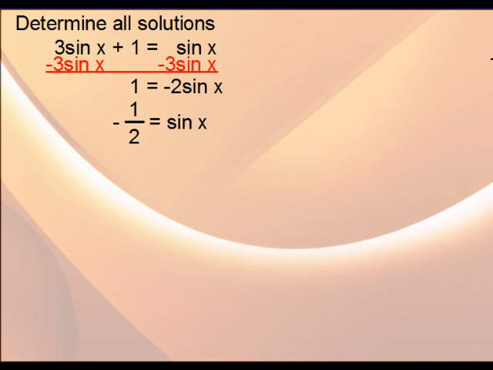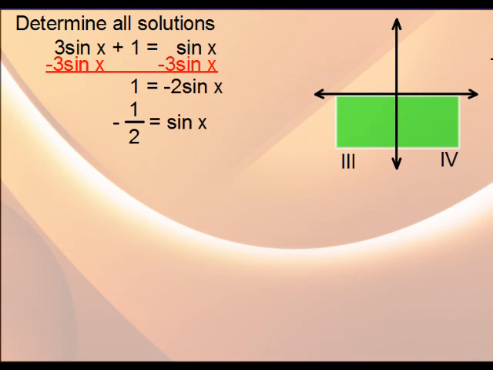Now let's draw a picture for that. Recall where the sine is negative. The sine is negative in quadrant 3 and in quadrant 4. So our answers are simply going to be in those particular quadrants. Let's draw the angle out. With respect to the reference angle right here, the opposite side is negative 1 and the hypotenuse is 2.